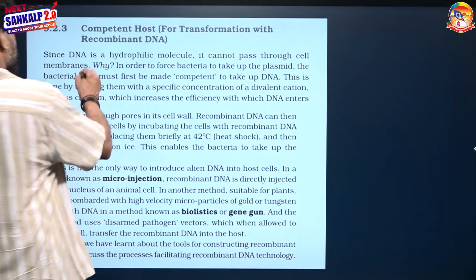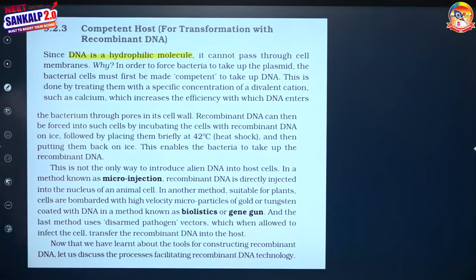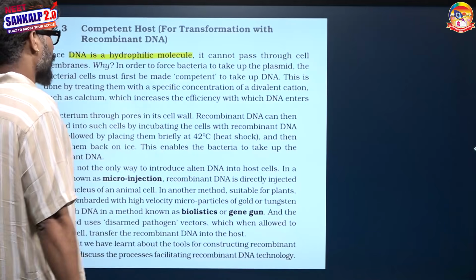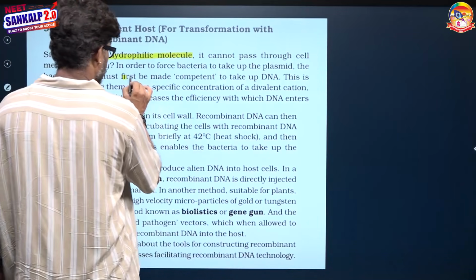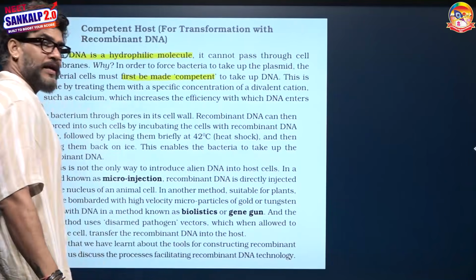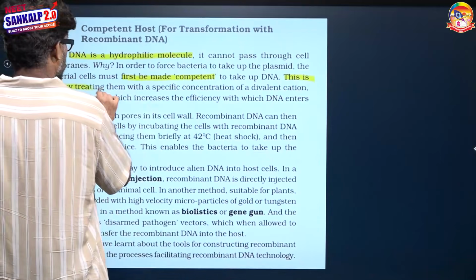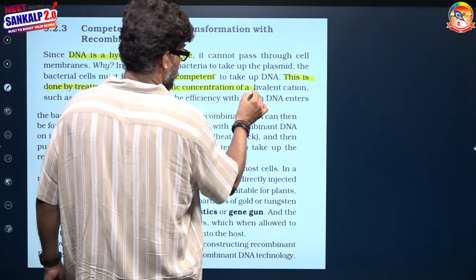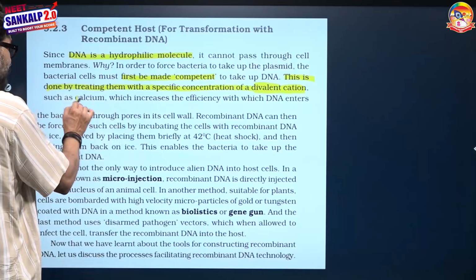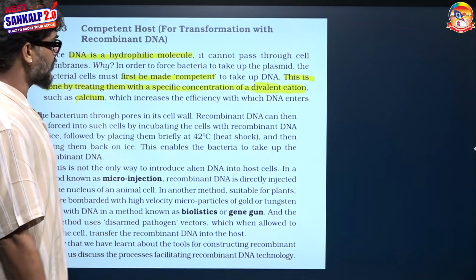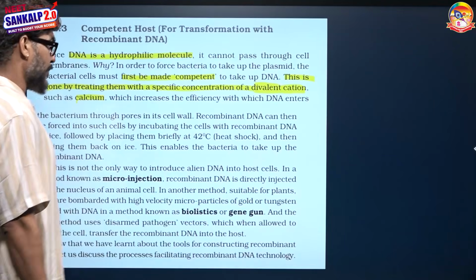Competent host. Since DNA is a hydrophilic molecule, it cannot pass through the cell membranes. In order to force bacteria to take up the plasmid, the bacterial cell must first be made competent to take up this DNA. This is achieved by treating them with a specific concentration of divalent cations like calcium ions, which increase the efficiency with which DNA enters into the bacterium through the pores in its wall.